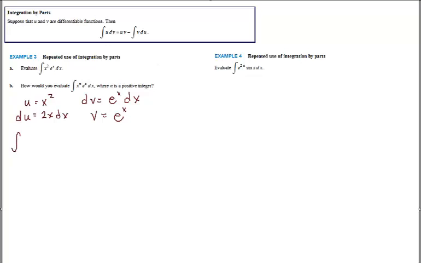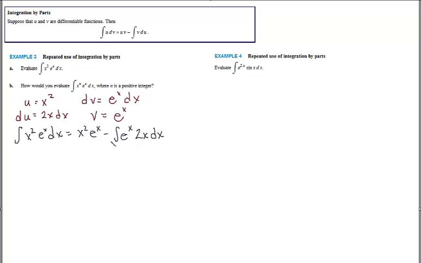So I'll start here. Oops, I'm going to change pen color. Okay. The integral of x squared e to the x dx equals, and I need u times v, that's x squared e to the x minus the integral of v, which is e to the x, times du, and du in this case is 2x dx. Well, I still really can't integrate that, but I did that in example 1, I think it was, and this will integrate pretty quickly. I just will have to take that 2 again.